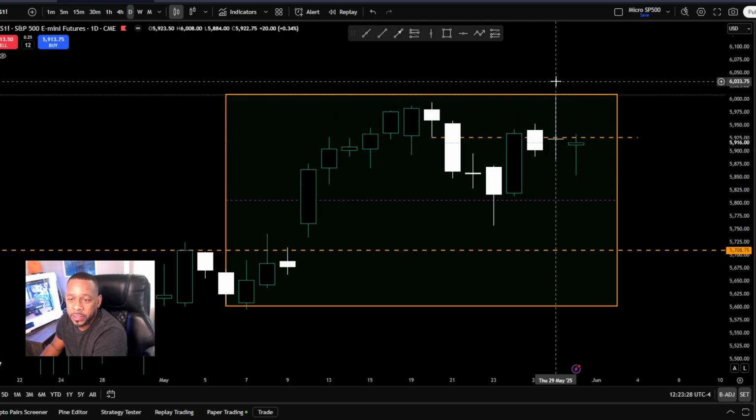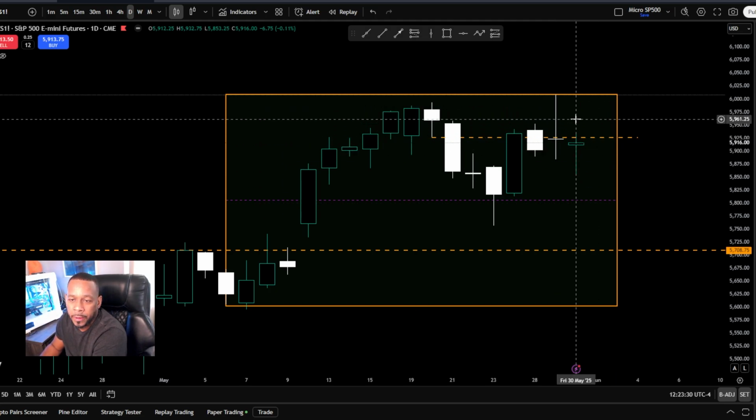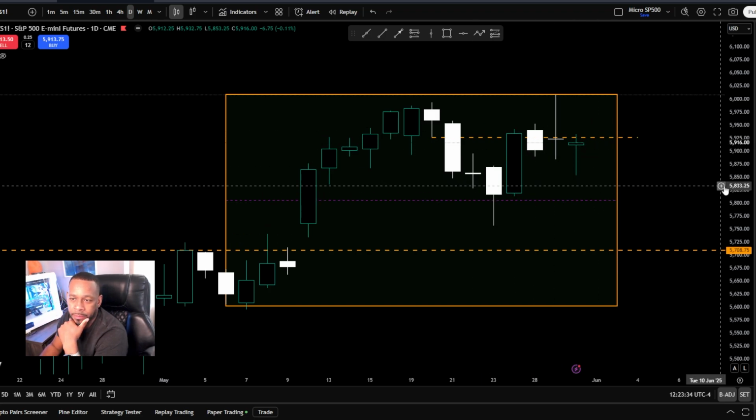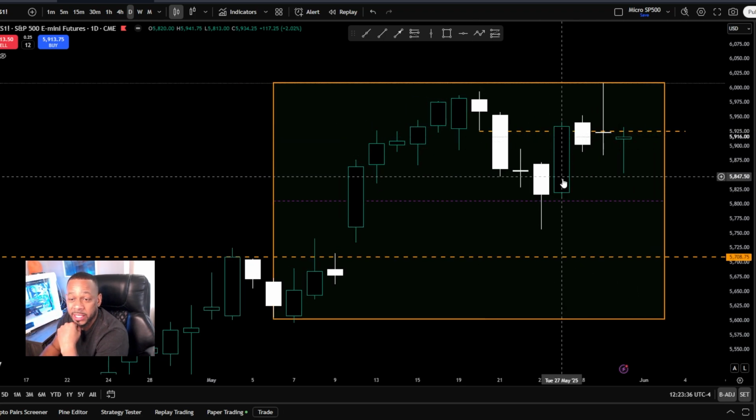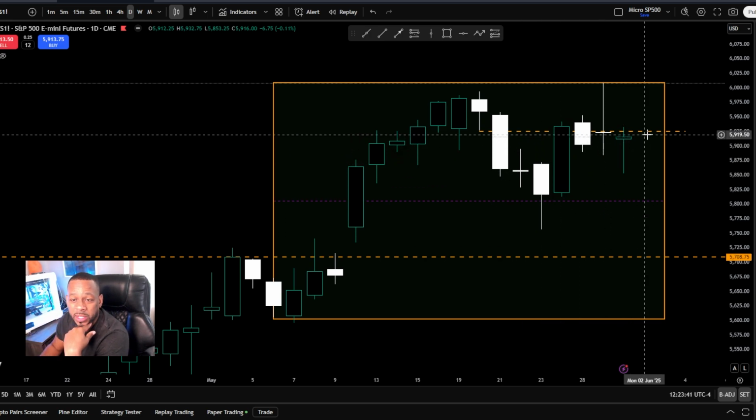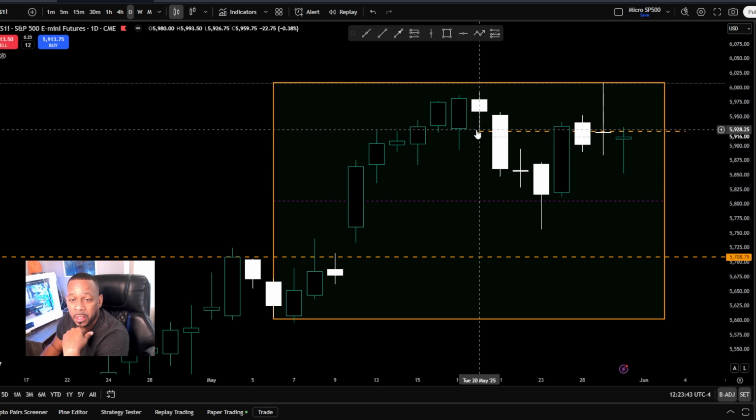We see on Thursday, slam down as the sellers tried to push price down. Buyers came back in. So again, consolidation. It was the end of the month. Wasn't looking for anything spectacular.